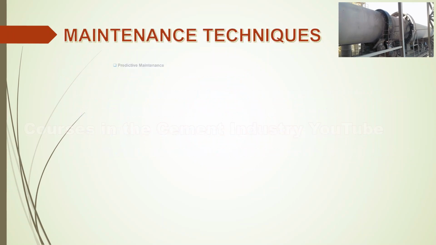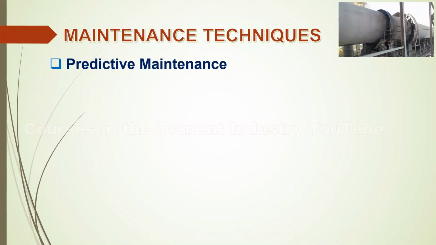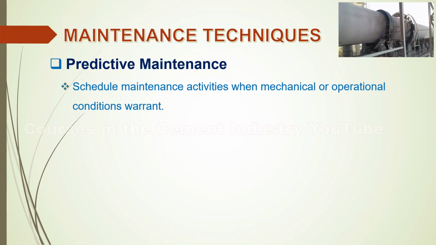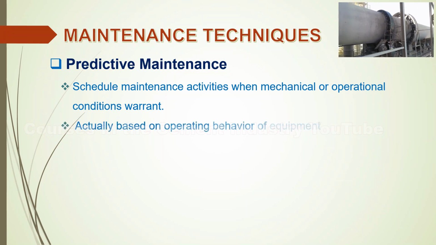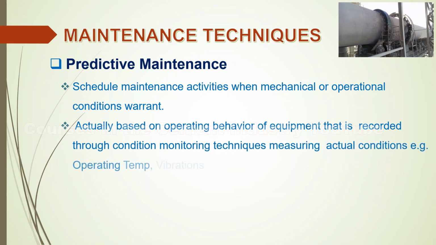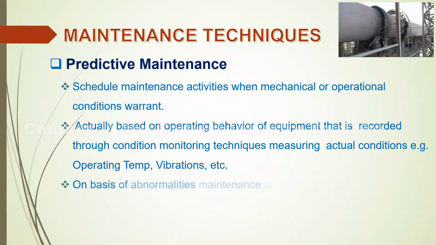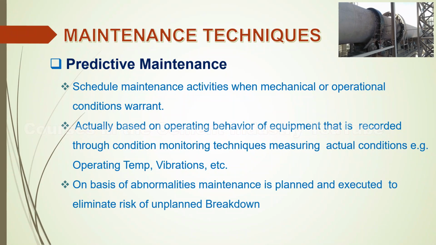C. Predictive maintenance, one of the most important characteristics. 1. Schedule maintenance activities when mechanical or operational conditions warrant. 2. Actually based on the operating behavior of equipment, that is recorded through condition monitoring techniques, measuring actual conditions. Example: operating temperature, vibrations, etc. 3. On the basis of abnormalities, maintenance is planned and executed to eliminate the risk of unplanned breakdown.